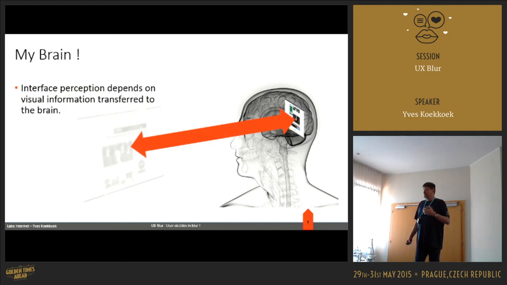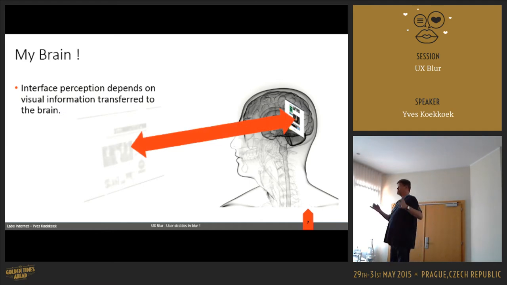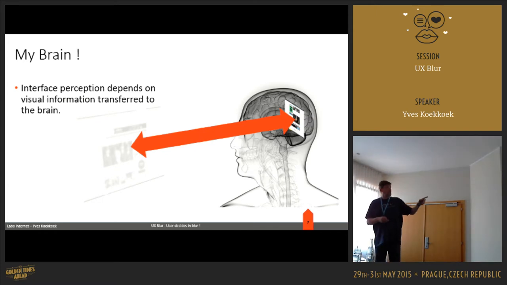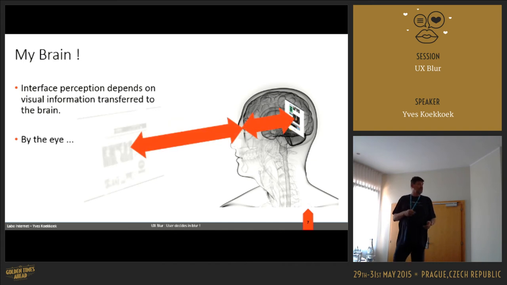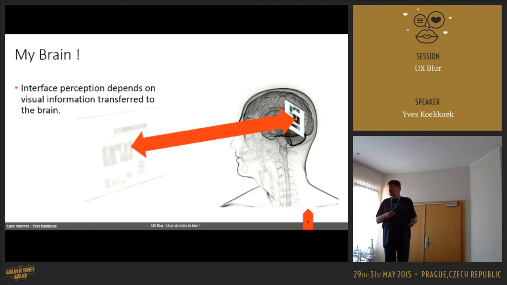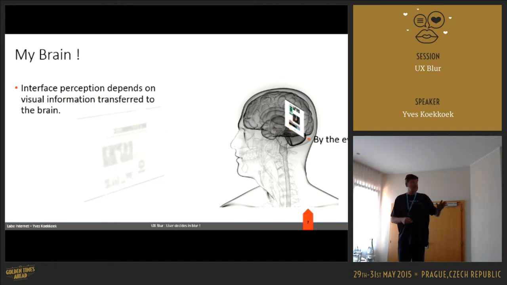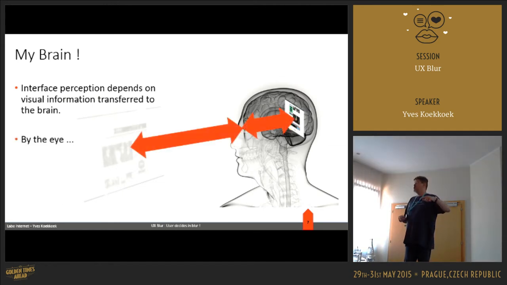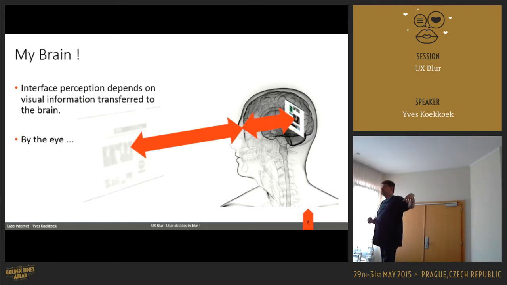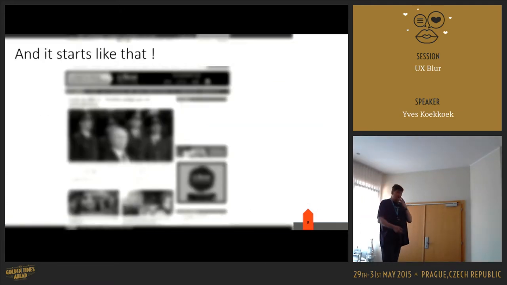So in web design, or interface conception, we always think about my interface and the picture in the user's brain. No. Please try to think of my interface seen by the eye, and then from the eye to the brain. Because if we consider the first, this is a false shape. If we consider this, this is what really happens, and why. That's what I will try to explore now.